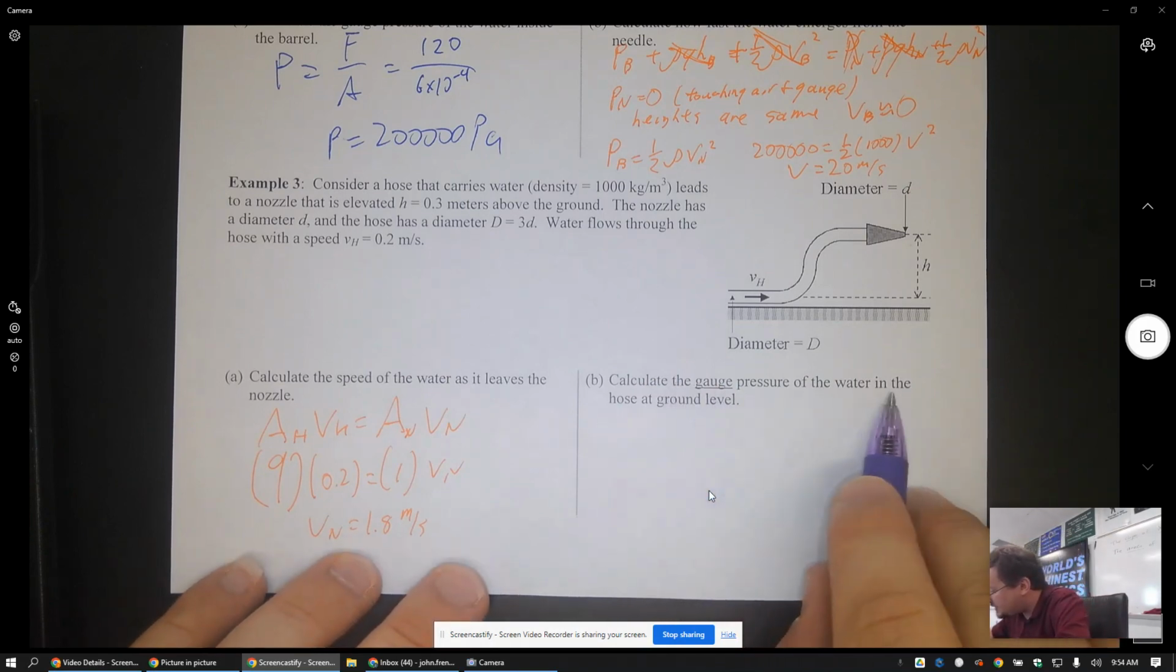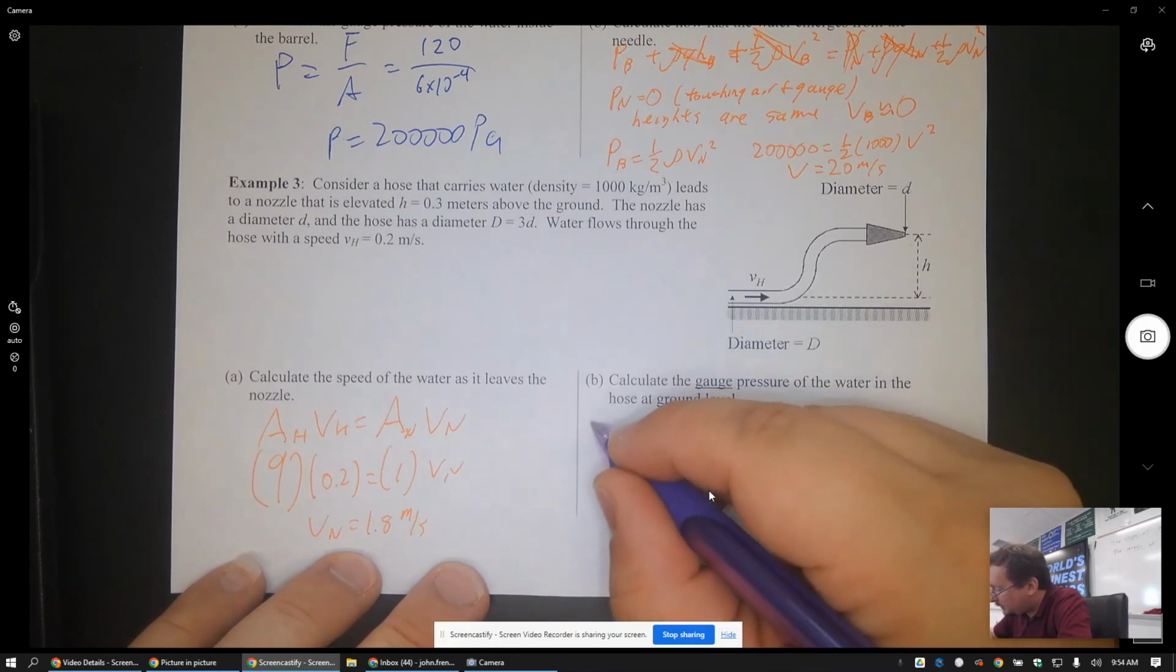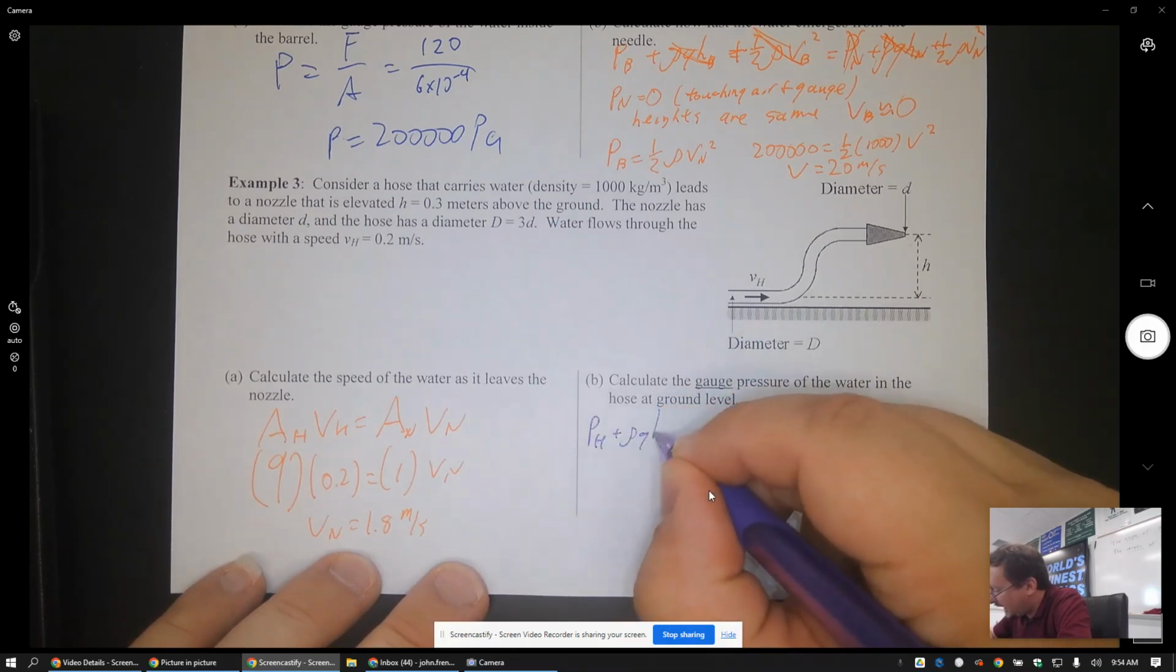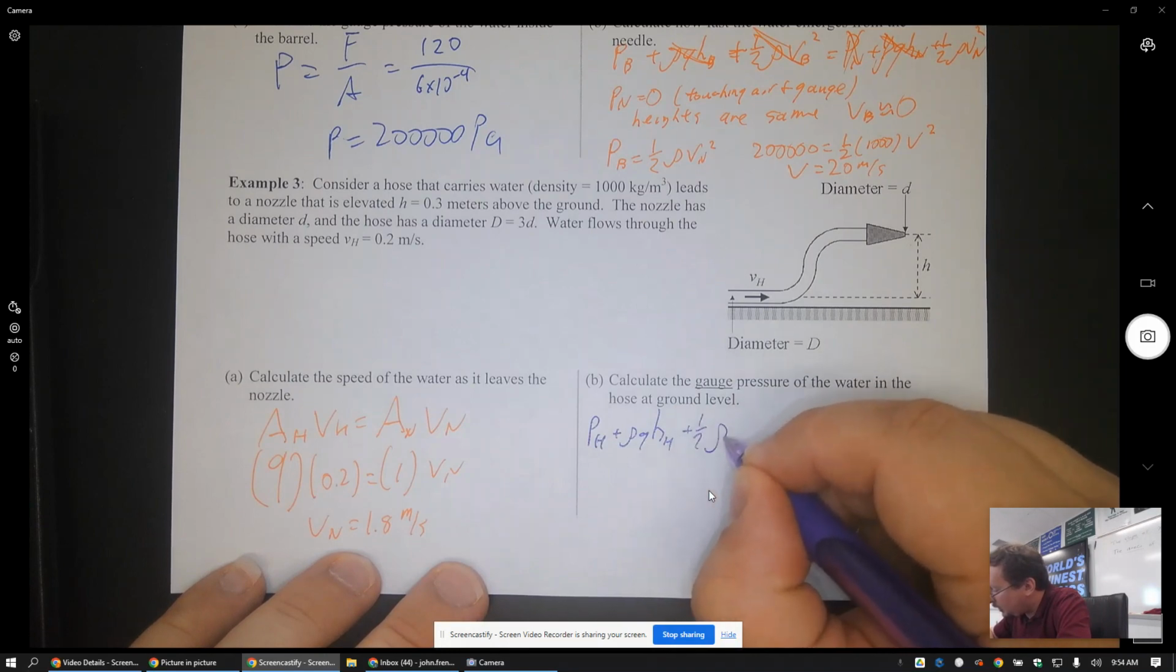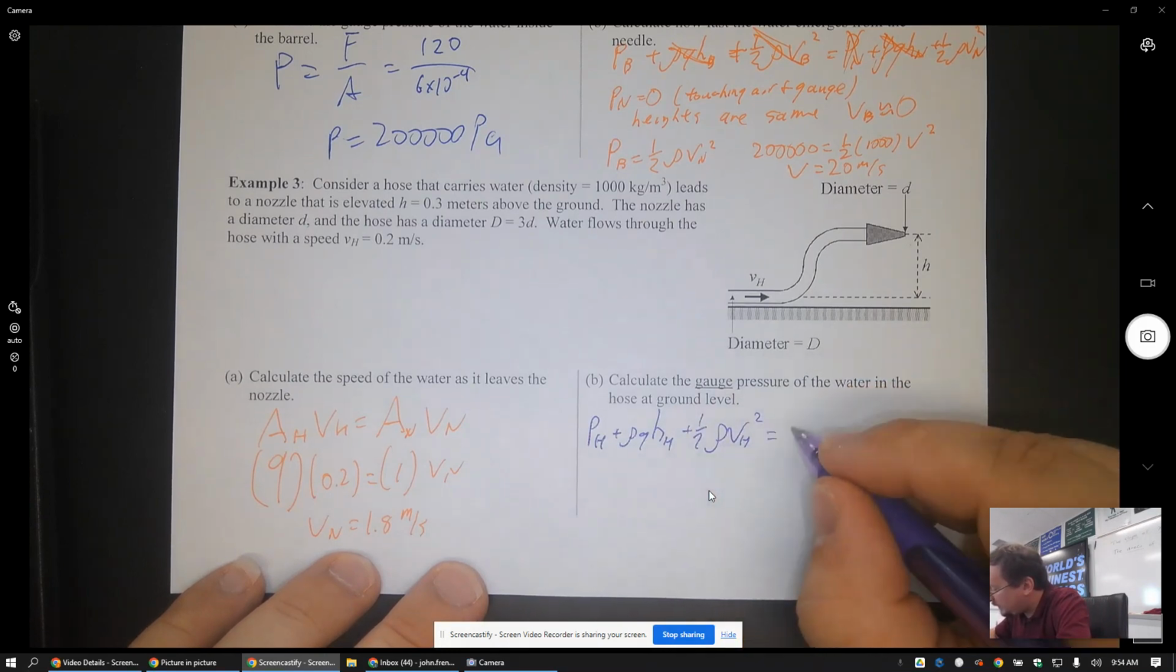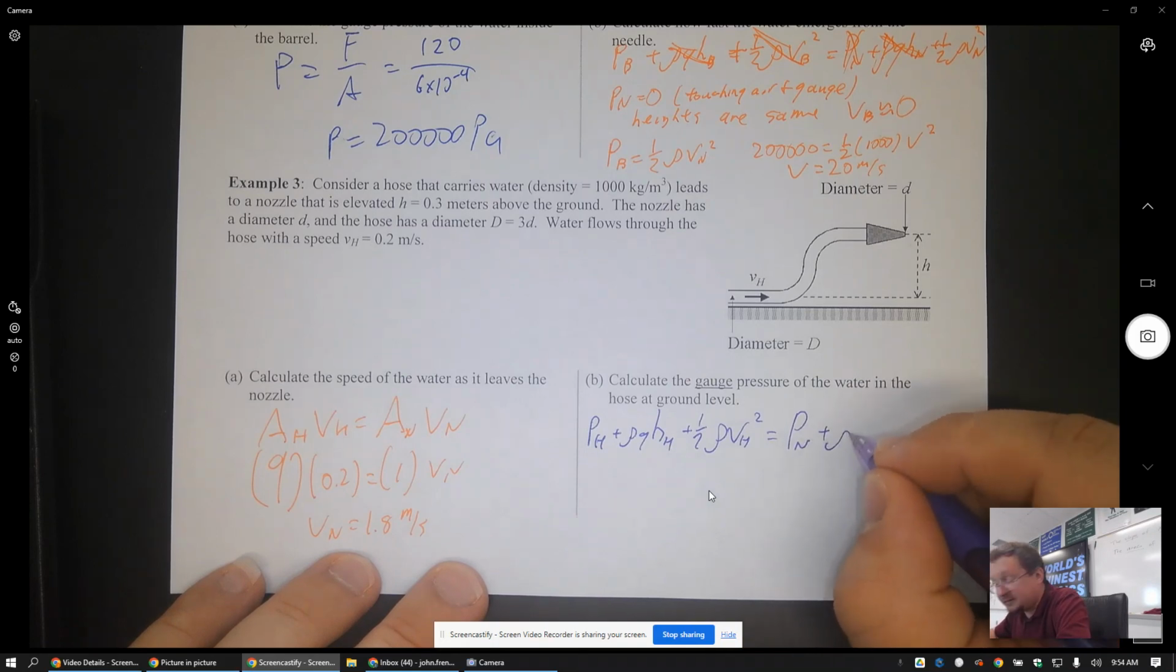All right, what's the pressure of the water in the hose at the ground level? So pressure of the hose plus rho g height of the hose plus 1/2 rho velocity of the hose squared equals pressure at the nozzle.